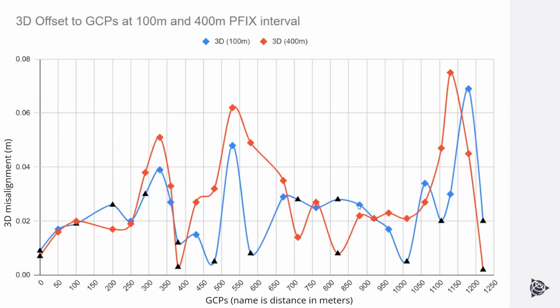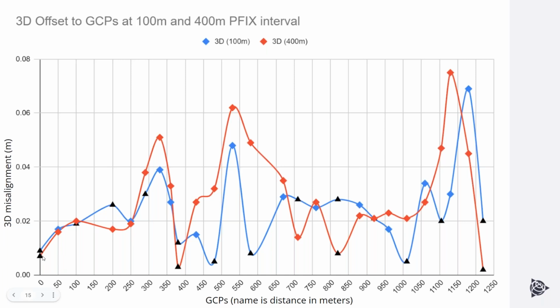We did some more tests. Because we had very dense distribution of GCPs in the States, we could test how different intervals of Pfixes affected the trajectory and the accuracy. Let's start with the axis. The vertical axis here is the 3D misalignment to GCP, and the horizontal axis is the distance of GCPs, and the name of the GCP is the distance in meters.